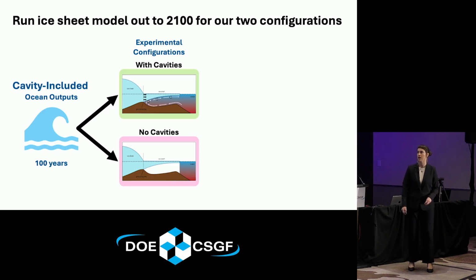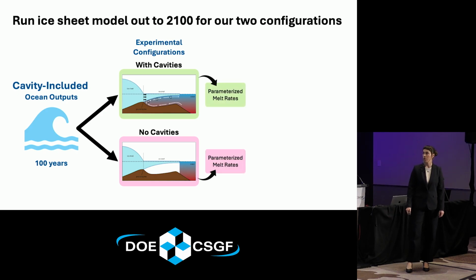And the first one is going to be the case where we include these cavities, we keep the cavities. And the second case is one that I'm constructing. So in this case, we're masking out those cavities beneath the ice shelves to mimic how most Earth system models work today. Then we'll parameterize melt rates from these two different configurations.